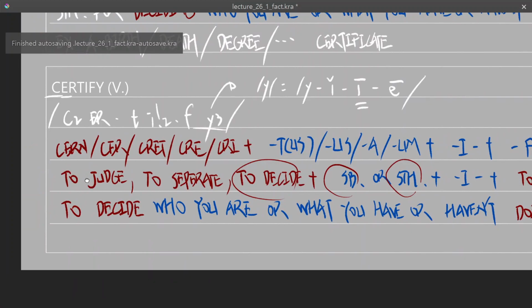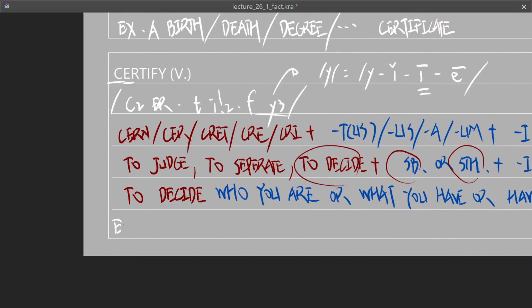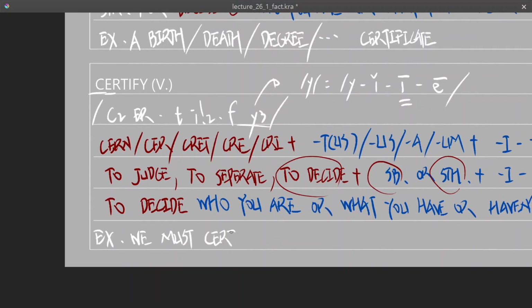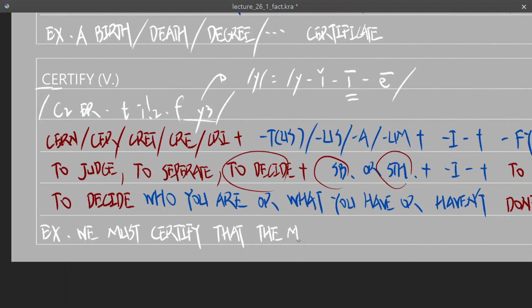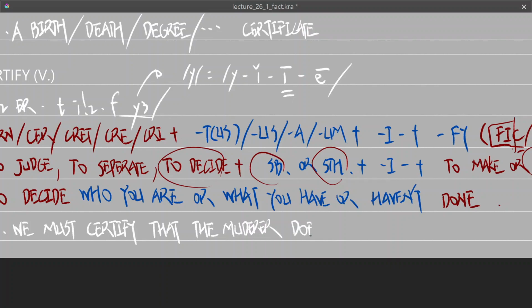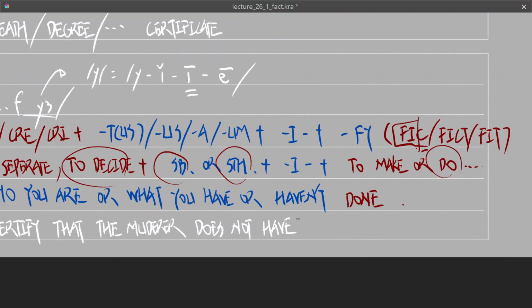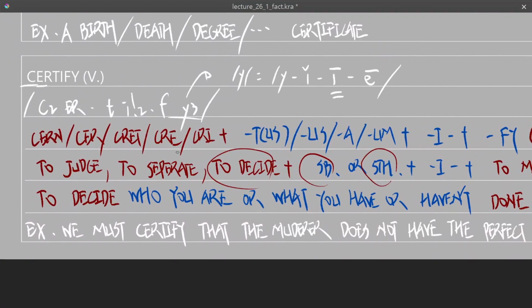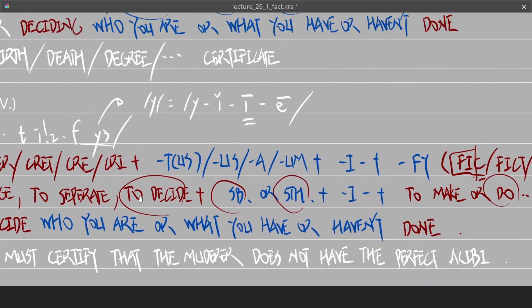Cool. Now, for example, certify. For example, let's say we must certify that the murderer does not have the perfect alibi. All right, we must certify that the murderer does not have the perfect alibi. All right, let's take a break.